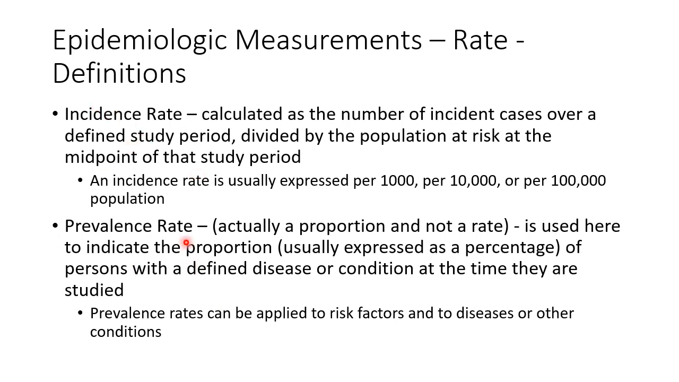The prevalence rate actually tends to be a proportion. So instead, it's basically the proportion of people with a defined disease or condition at the time when they're actually studied. So it's really more of a proportion, rather than prevalence like you would think of as a normal point prevalence. But basically we can apply this to other risk factors, maybe to other diseases or other conditions, and it gives a better basis for comparison. We're not going to use prevalence rate too often, but we would definitely use incidence rate in some of the examples we're going to be looking at coming up here.